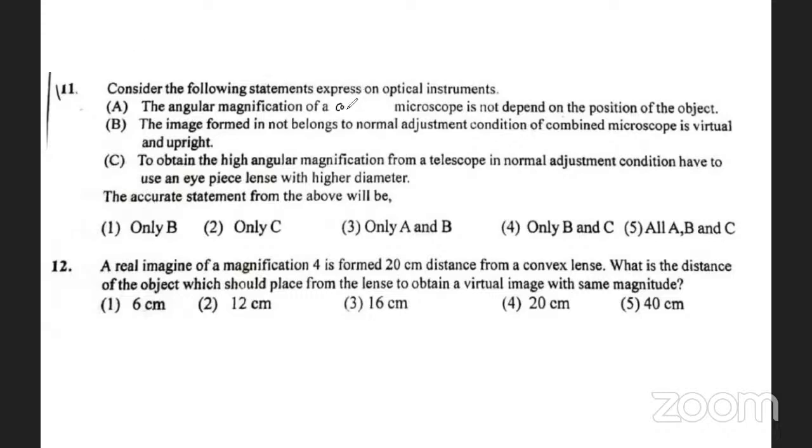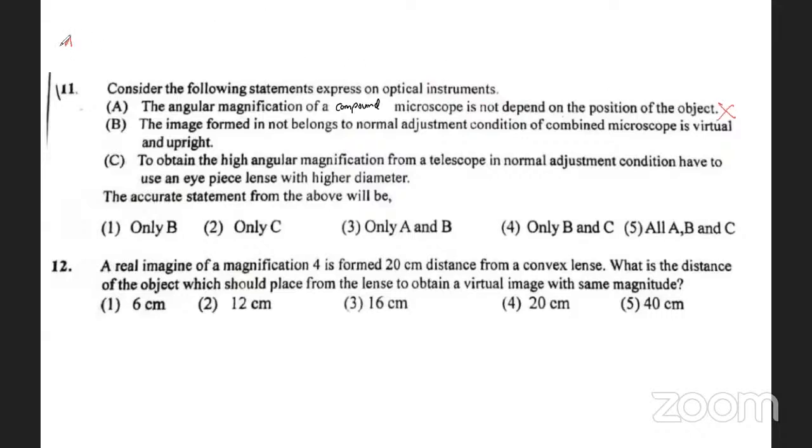So we are going to try out a couple of questions. Statement A: as you know, the angular magnification of a compound microscope does not depend on the position of the object. What do you say about that? That is wrong, people. I'll tell you why it's wrong.